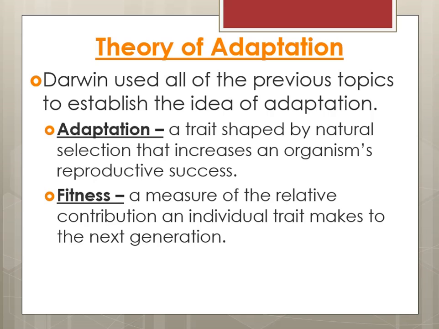All of Darwin's ideas, so all of the proponents of natural selection and evolution, factor into this. Now, we had the definition of adaptation way back in chapter 1, so I wanted to include it again, but basically it's a trait shaped by natural selection that increases an organism's reproductive success. So if you think about, let's just do rabbits as an example.